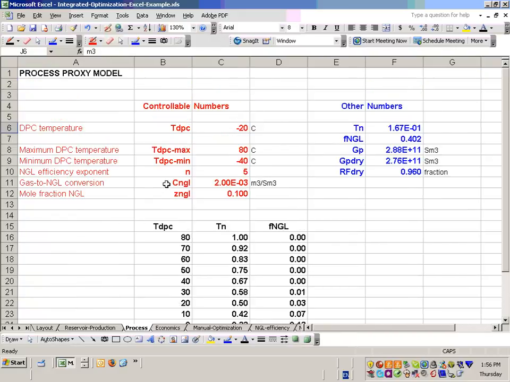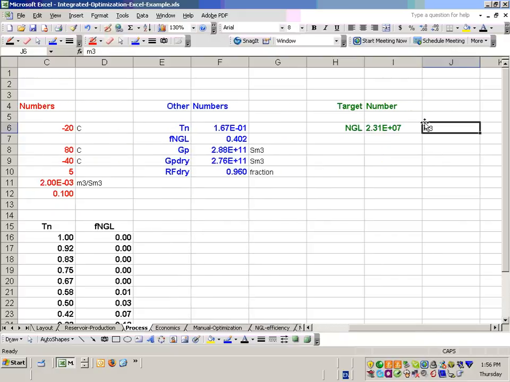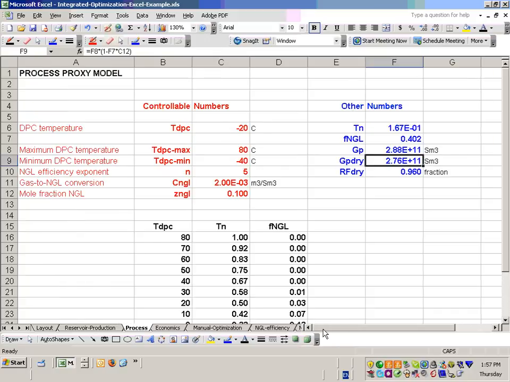But this number here is the main result, in addition to the sales gas. That's also kind of a major result. So we're going to have to pass that to the economics group, in a sense. Any comments before we go on to the economics part?